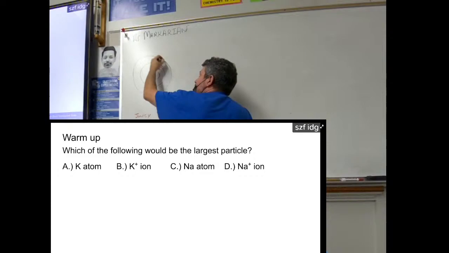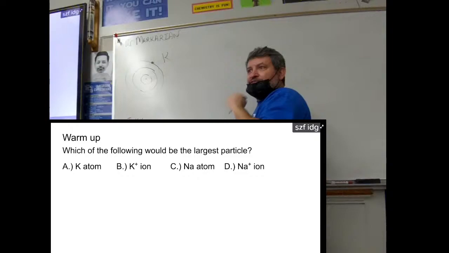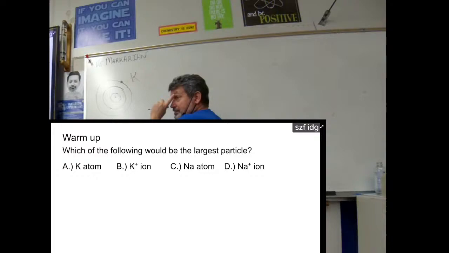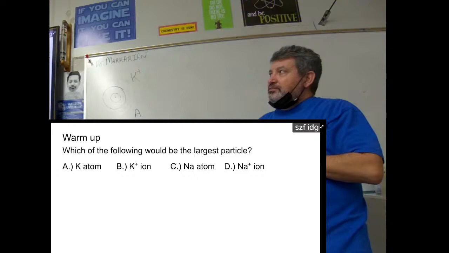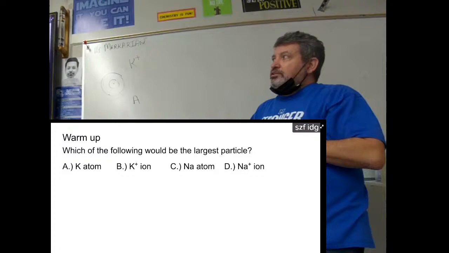Basically, let's go through each one. A, there, potassium, and a plus, the plus sign, would mean that you actually take away an electron, so the radius would be smaller, therefore the particle is also smaller. And so it would be A. Like the Na plus, make it smaller, the same electron configuration as the particle, so smaller, basically. Good. And sodium's smaller no matter how you look at it.